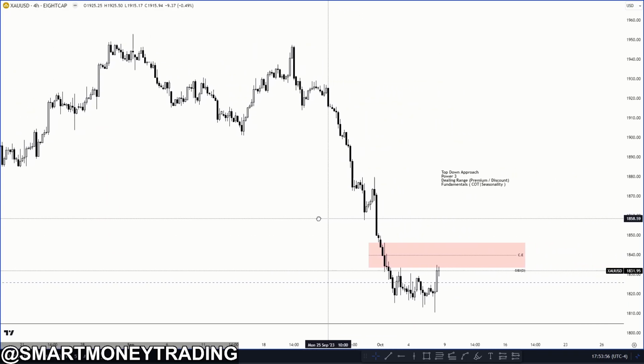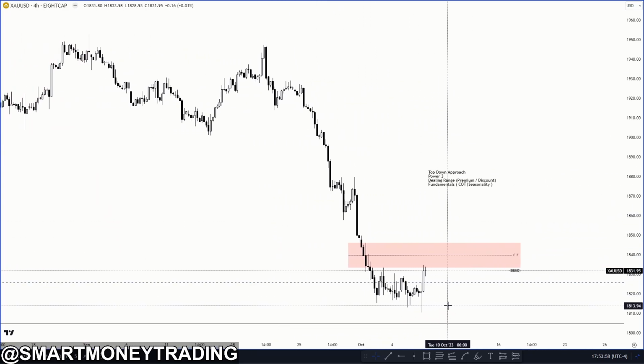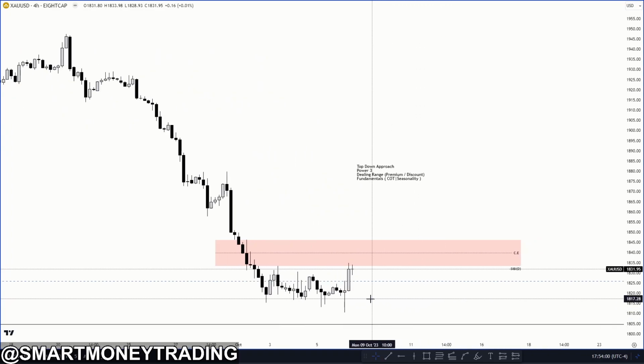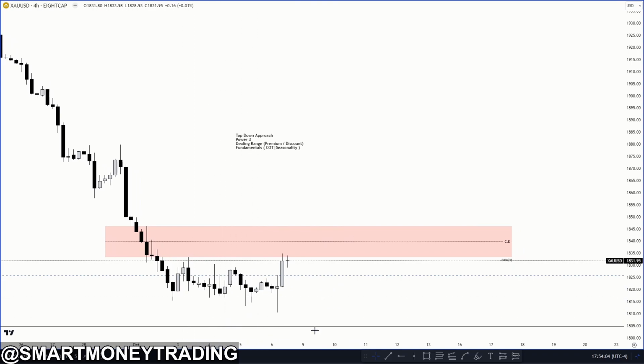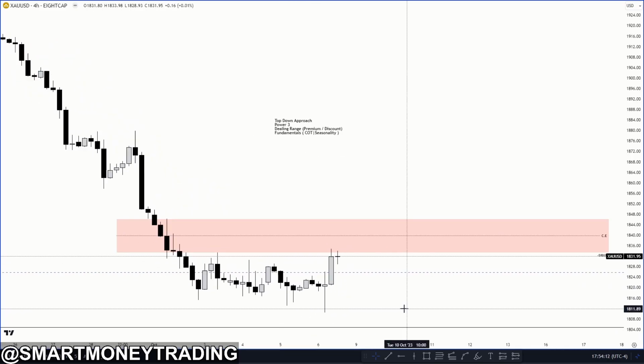So on the 4-hour chart, you can see here we have been ranging inside of the mean threshold of that weekly order block, pretty much. And of course, if we wanted to dig deeper, we would have probably continued lower after this low was hit. But that just goes to show that the dollar is showing weakness while gold is showing strength.